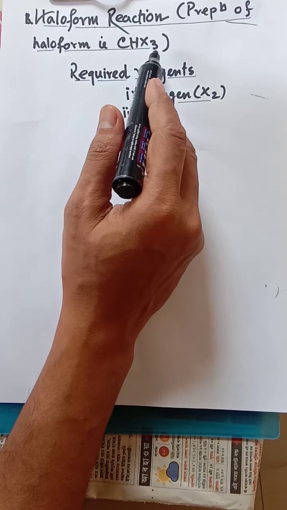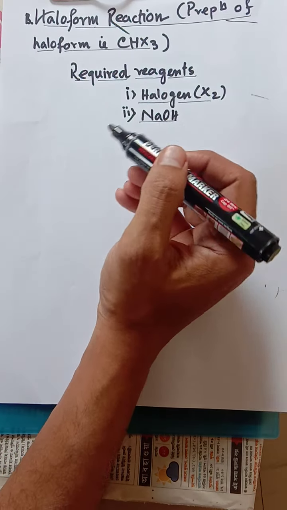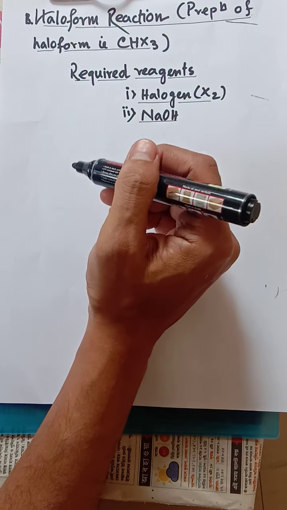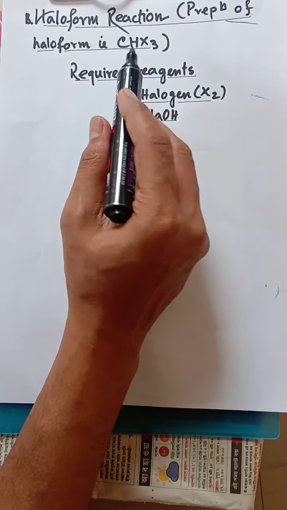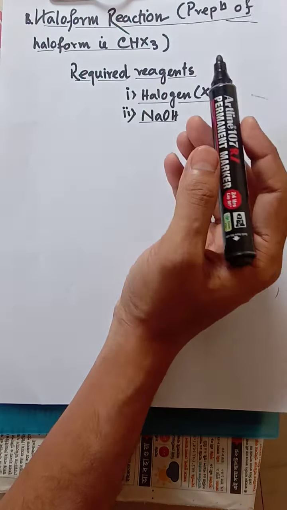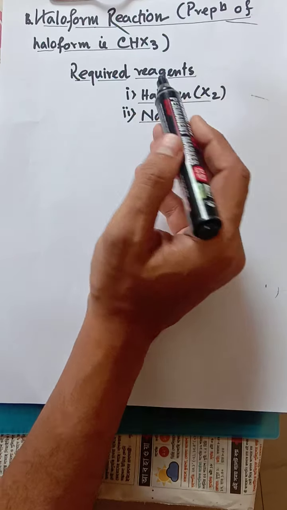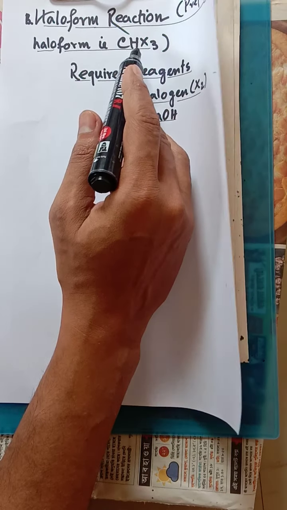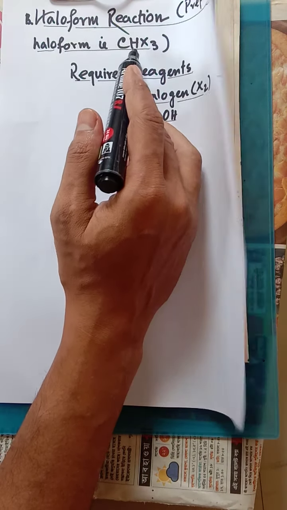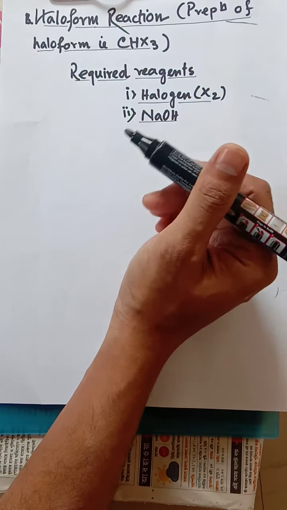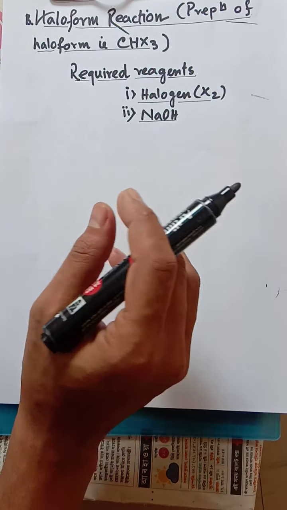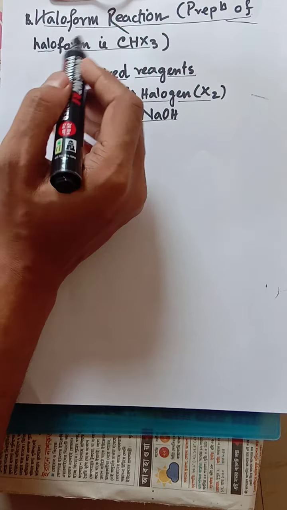That means CHCl3 can be prepared, CHBr3 can be prepared, CHI3 can be prepared. Whenever it is CHCl3 it is chloroform, whenever it is CHBr3 it is bromoform, and whenever it is iodine, it is CHI3, which is called iodoform. In the particular case of iodine, this haloform reaction is known as the iodoform test.